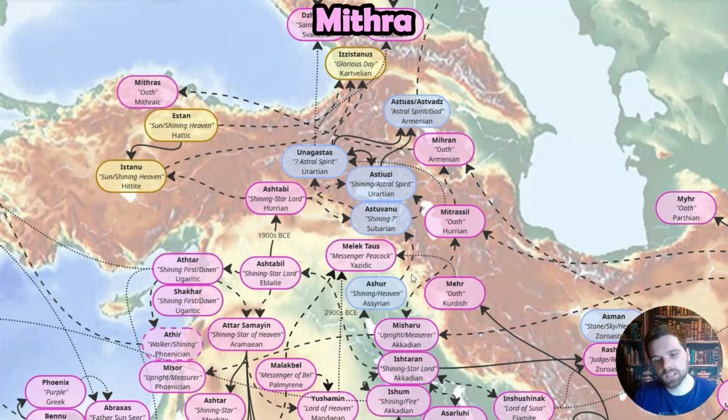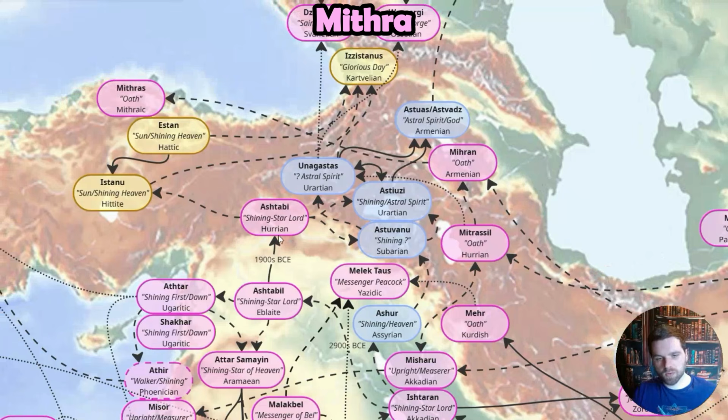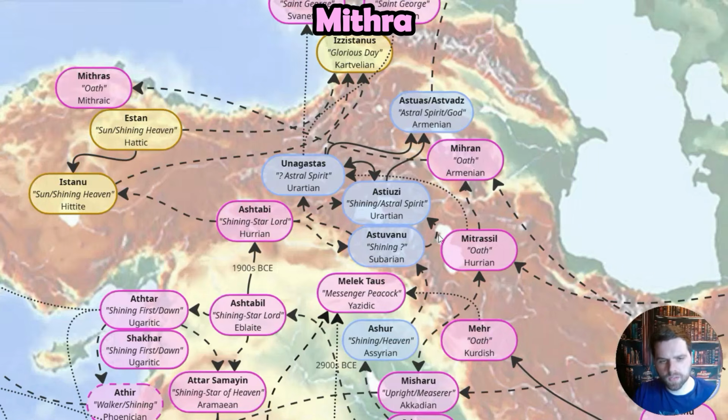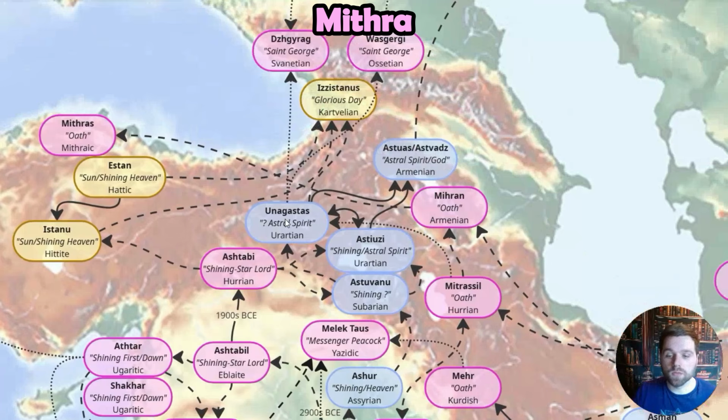Nonetheless, that's an important piece of the puzzle here because the Hurrians worshipped both Ashtabi that they adopted from the Syrians and Mitrasil, who they adopted from the Indo-Aryans. And I mentioned earlier the Unagastas Treaty as being kind of an alliance or a covenant, a diplomatic deity that was referred to, might have had aspects of Mitra.